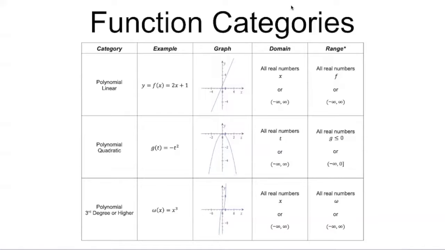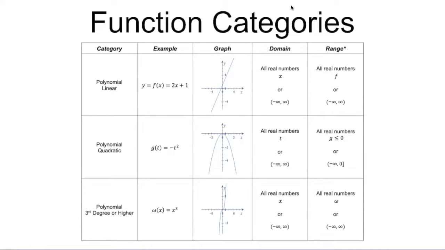Now, your typical linear function, its graph is, of course, a line. And the domain is typically all real numbers. And you'll see that it's also written in the notation negative infinity to infinity, which is the notation that we are becoming accustomed to in this course.